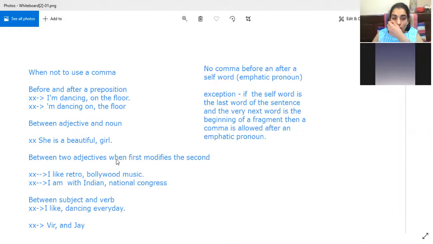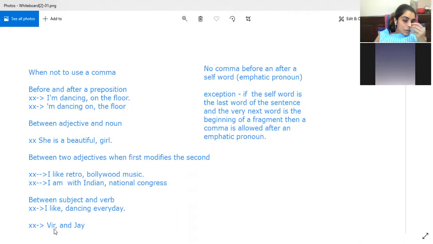Then between two adjectives, when the first modifies the second, you can't write I like retro, Bollywood music, because you like the music that is both retro and Bollywood together. You don't like retro music and Bollywood music. It's like saying I am with an Indian, National Congress. It's the same party.